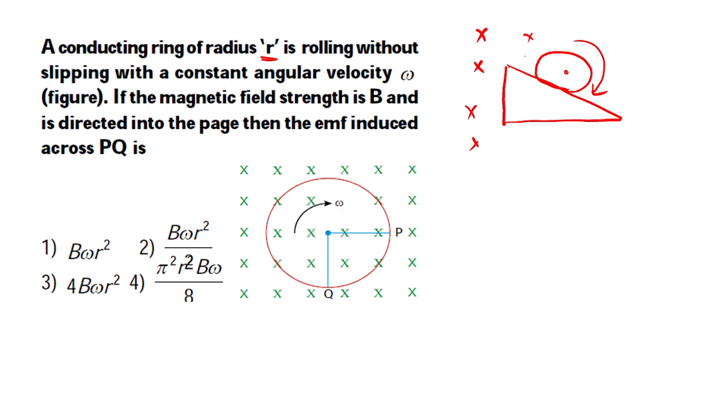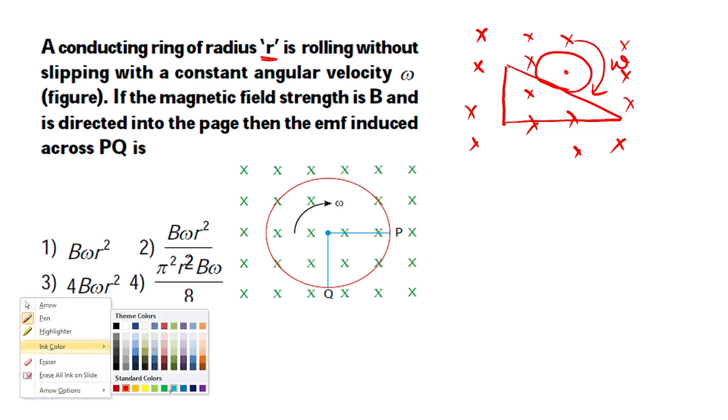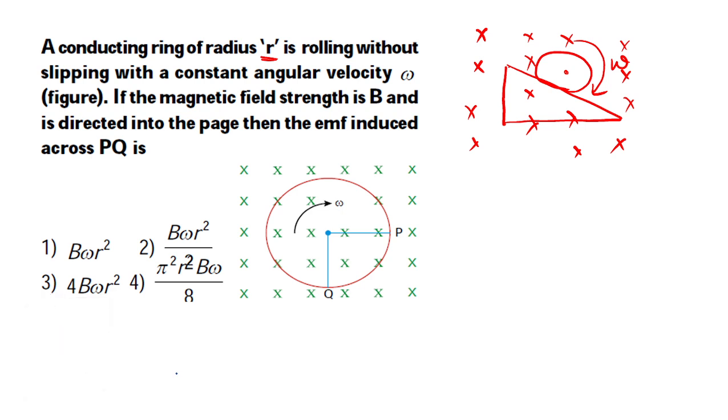For example, rolling without slipping is like this, buddy. The diagram would have been given in a different manner, but whatever manner they give, it doesn't matter for you. You already know the shortcut. In the morning we discussed the half ring that was rotating. Do you remember that? Even the small area was changing. What is the EMF induced here? Half into B into R square into omega.